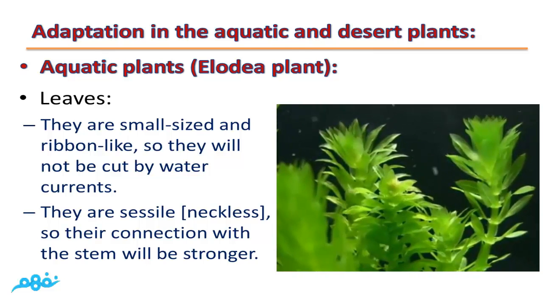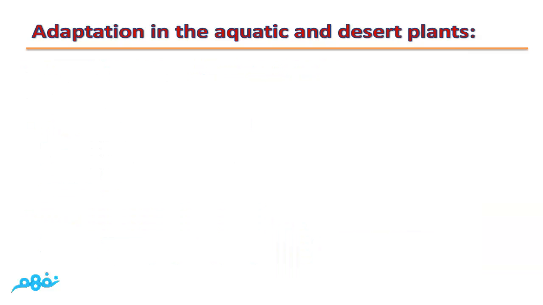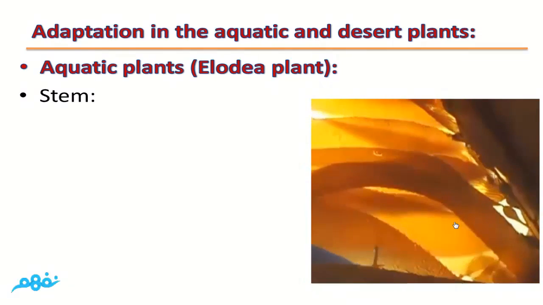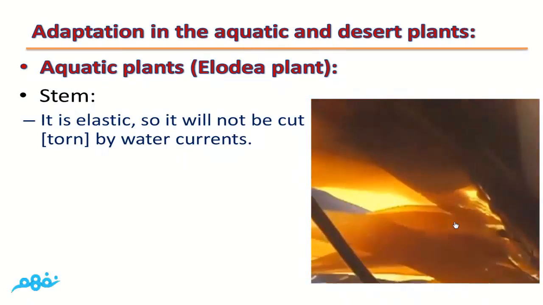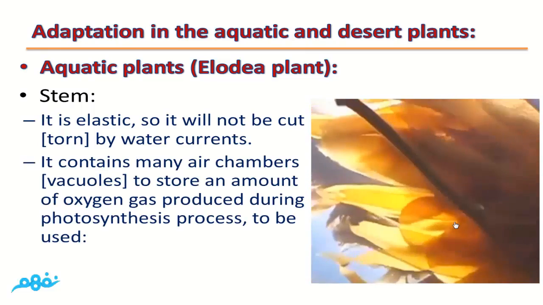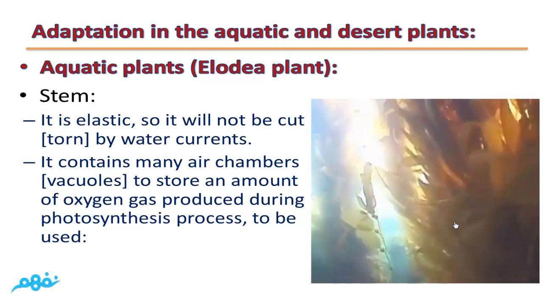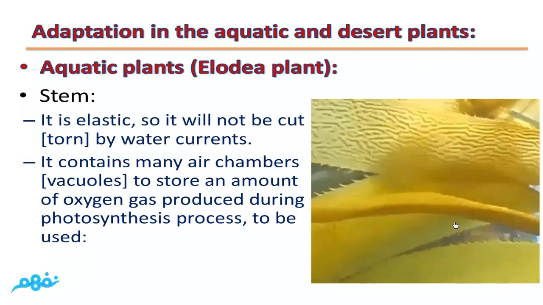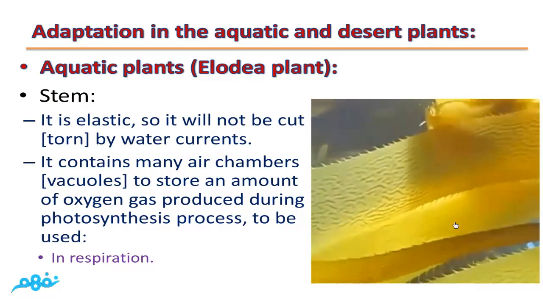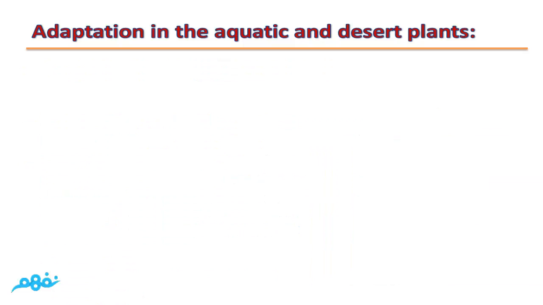They are sessile or necklace, so their connection with the stem will be stronger. Stem: it is elastic, so it will not be cut or torn by water currents. Also, it contains many air chambers or vacuoles to store an amount of oxygen gas produced during the photosynthesis process to be used, number 1, in respiration, number 2, to help the plant to float in lighted regions of water.